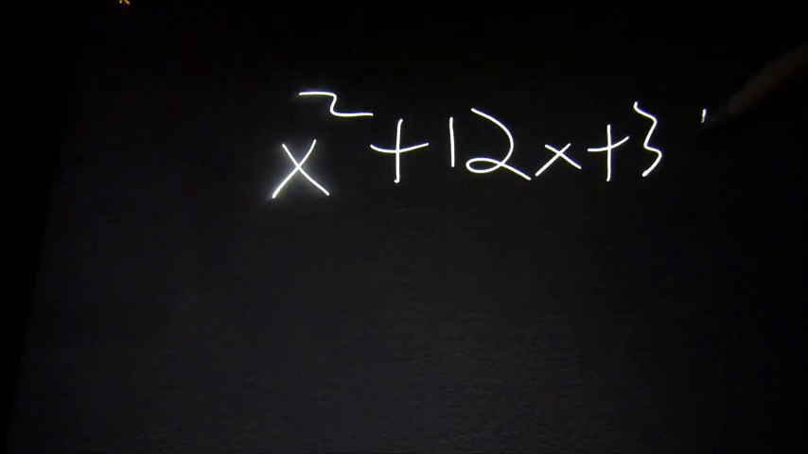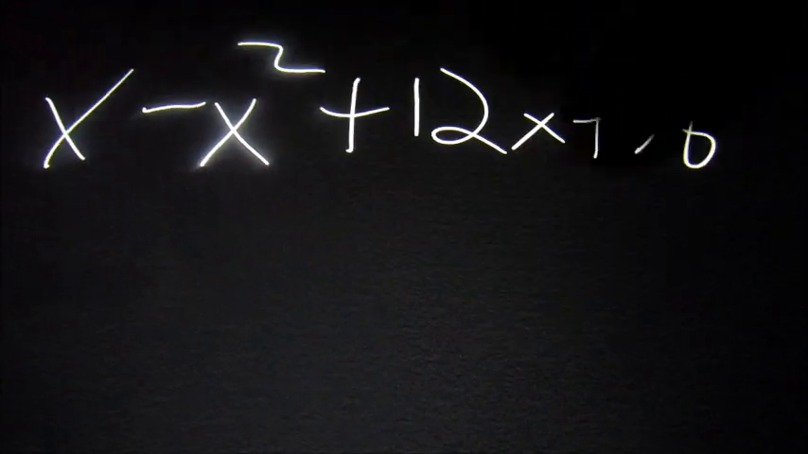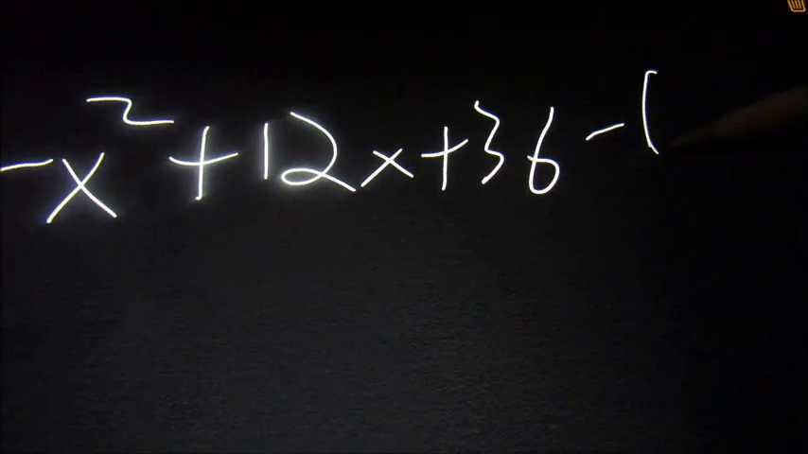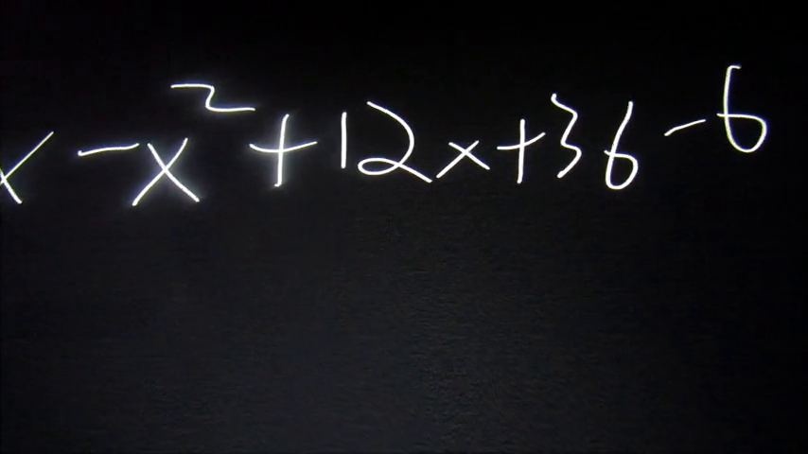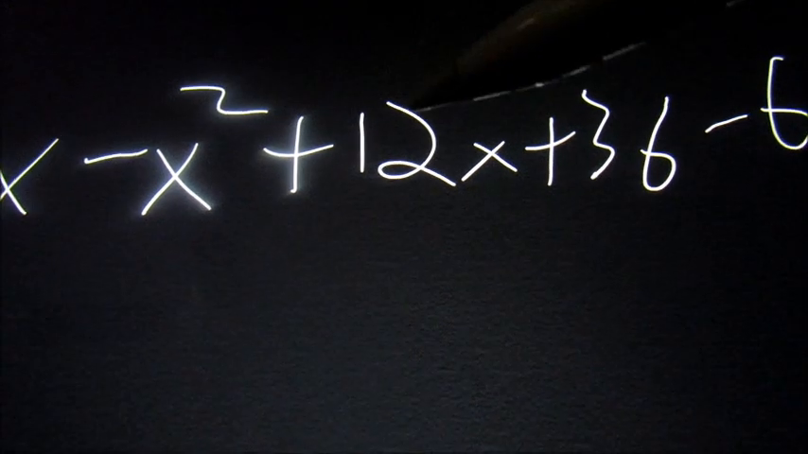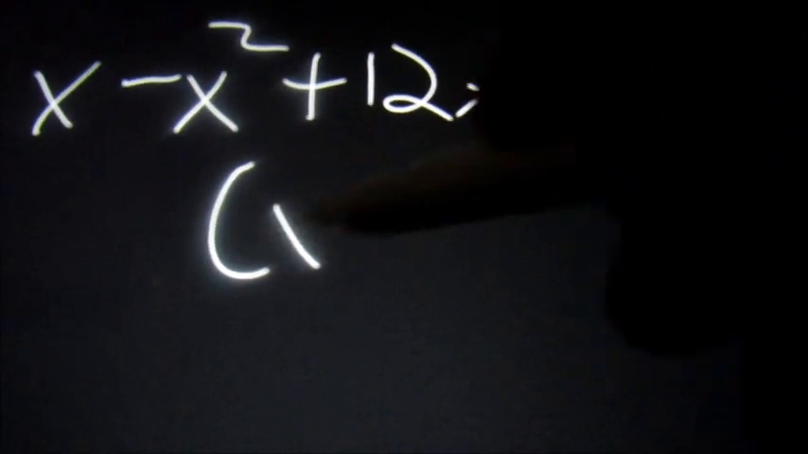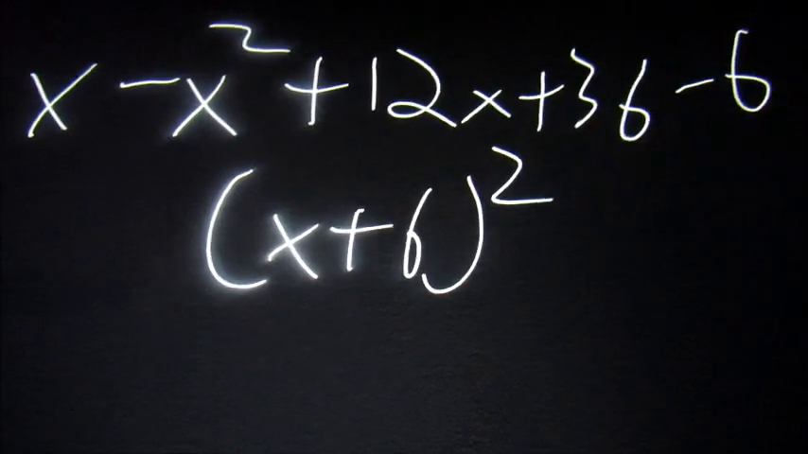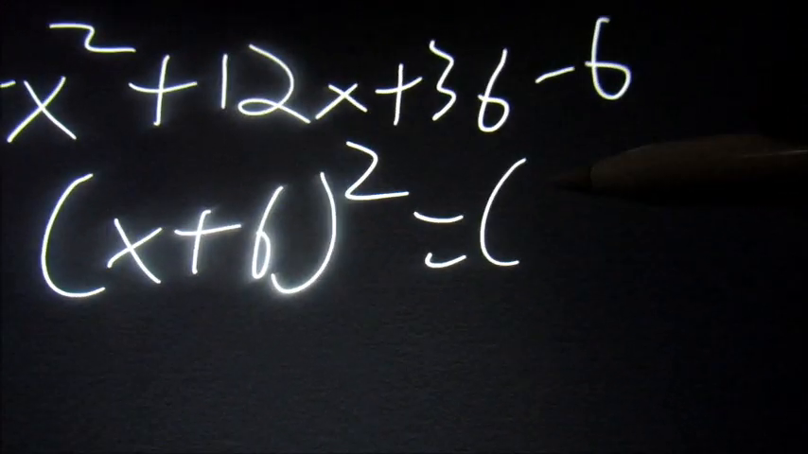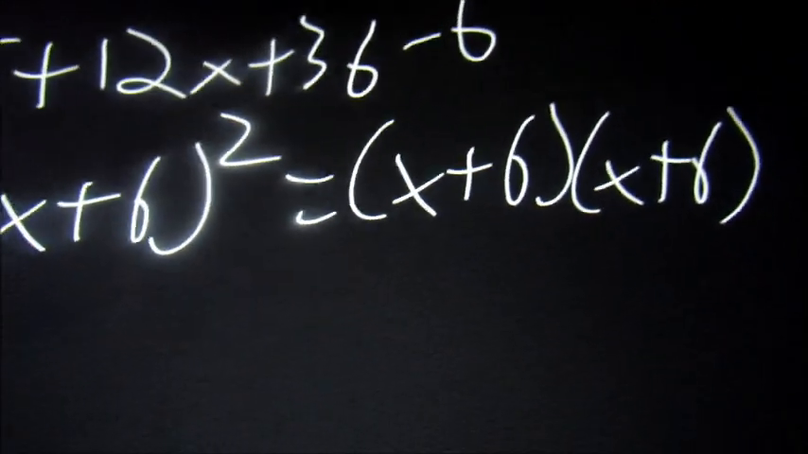Next, let's say we have x squared plus 12x plus 36. So the square root of the first term is x. Square root of the last term is 6. 2 times 6 is 12 times x is 12x. So this is a perfect square trinomial. So we can just say x plus 6, the whole thing squared. Or we can say x plus 6 times x plus 6.